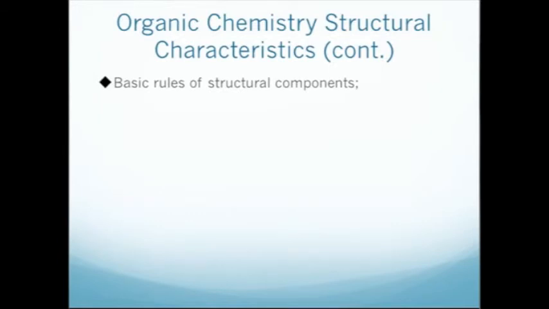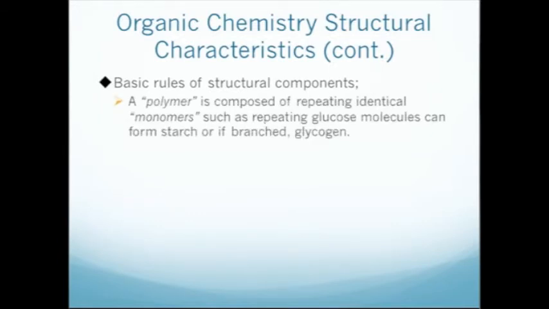There are some basic rules for structural components. A polymer is composed of repeating identical monomers, such as repeating glucose molecules, that can form starch if it's unbranched, or if it's branched, it will form glycogen.